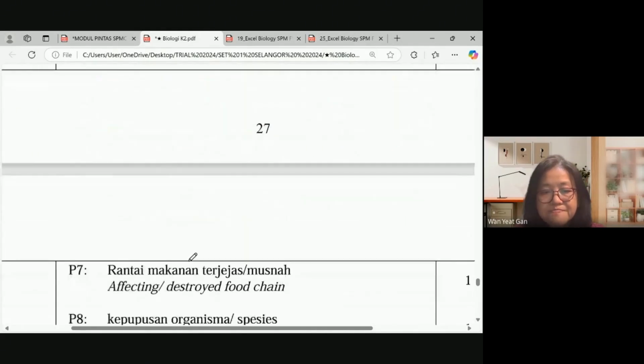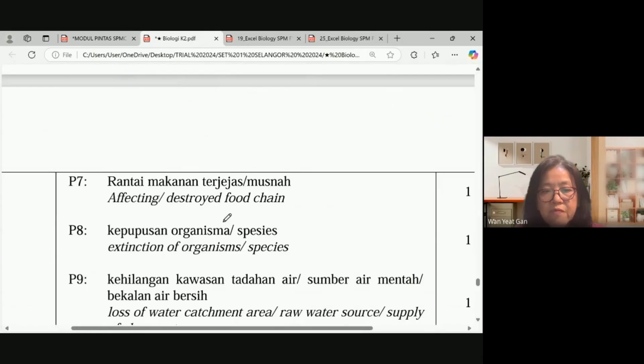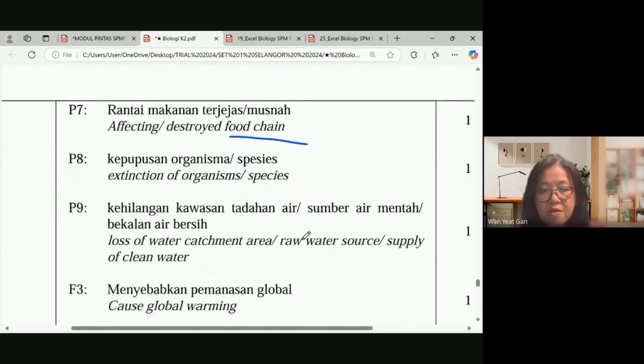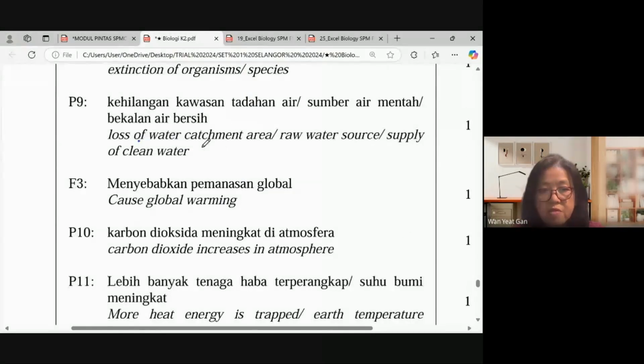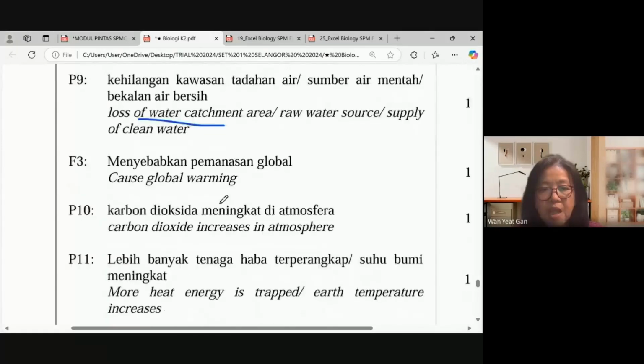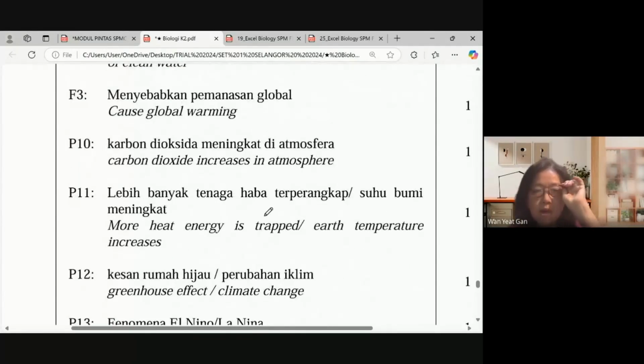Now, food chain will be disrupted because when you remove the flora and fauna, one or two of the organisms in the food chain will be removed, and that will lead to extinction of species. Okay, so water catchment area is what I mentioned earlier. Next, without forests, this will lead to global warming.